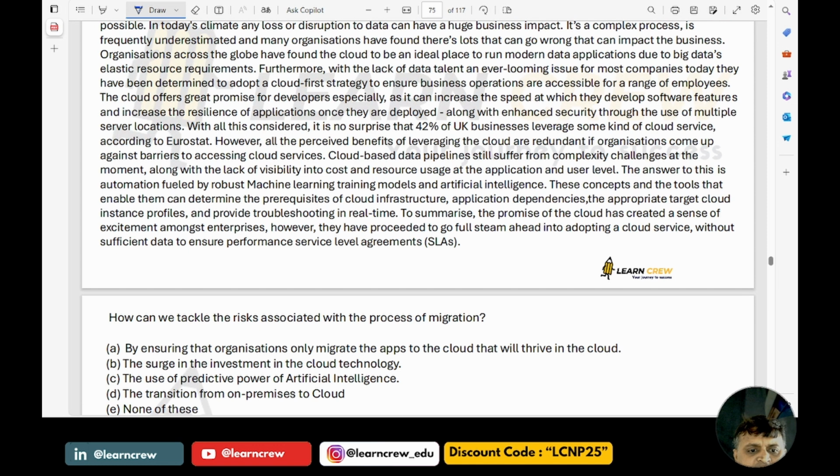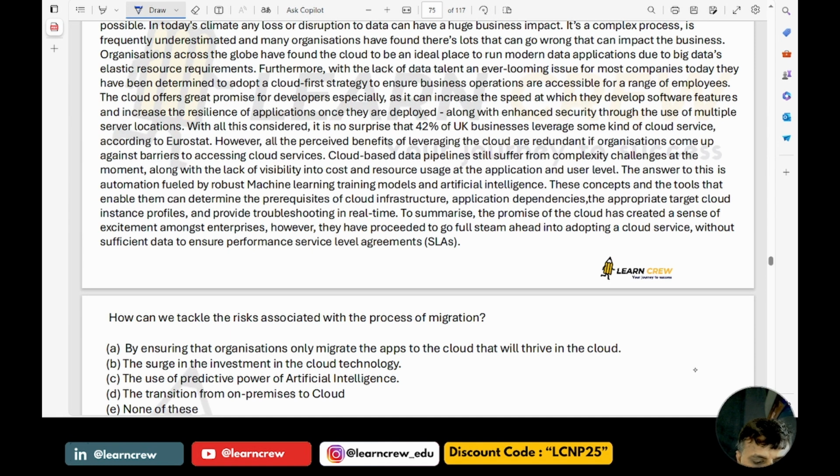Now, how can we tackle the risks associated with the process of migration? So, if you see here, the answer to this is automation.